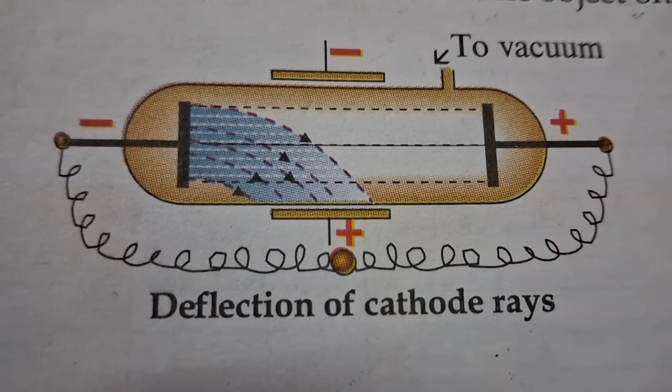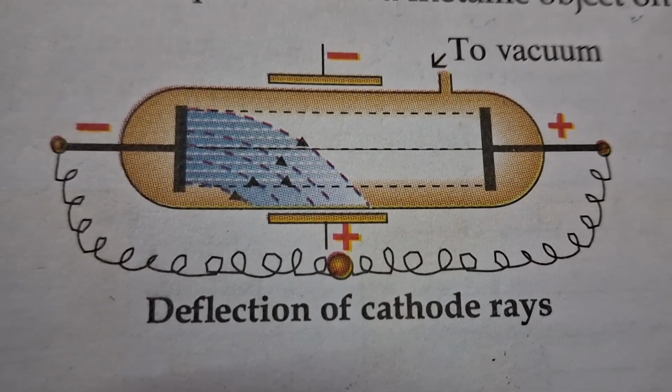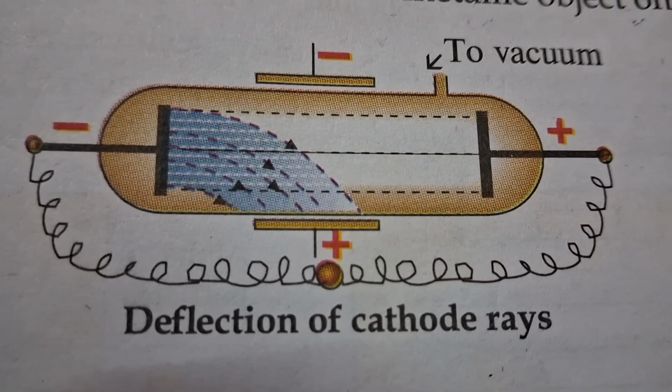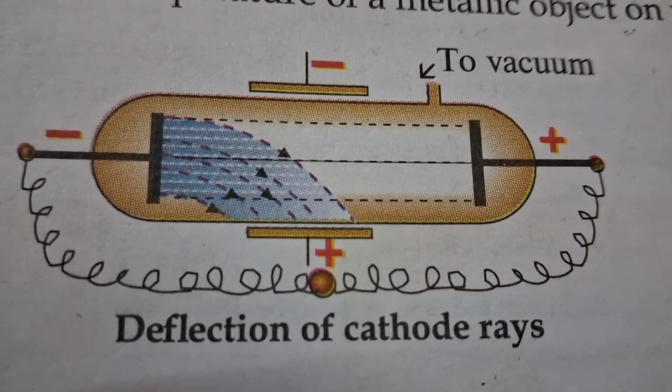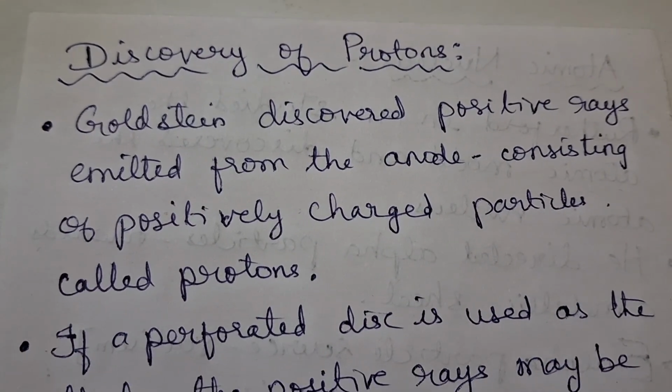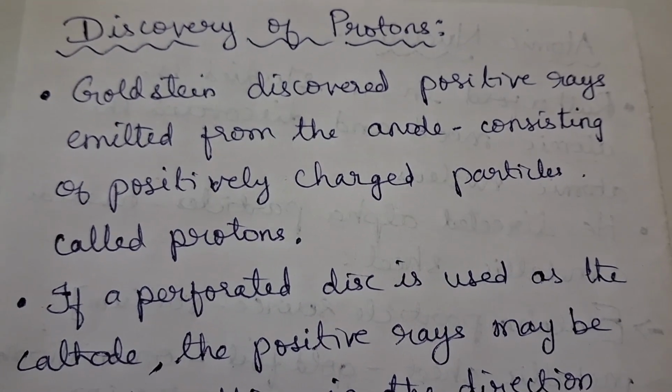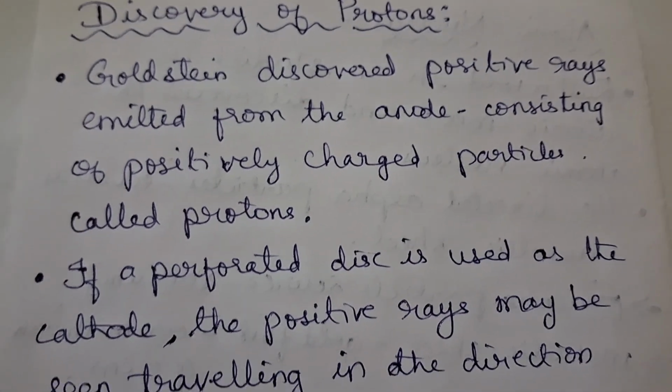This is the deflection of cathode rays towards a magnetic field. When a magnetic field is applied, they get deflected. Next is the discovery of protons. Goldstein discovered positive rays emitted from the anode consisting of positively charged particles called protons.